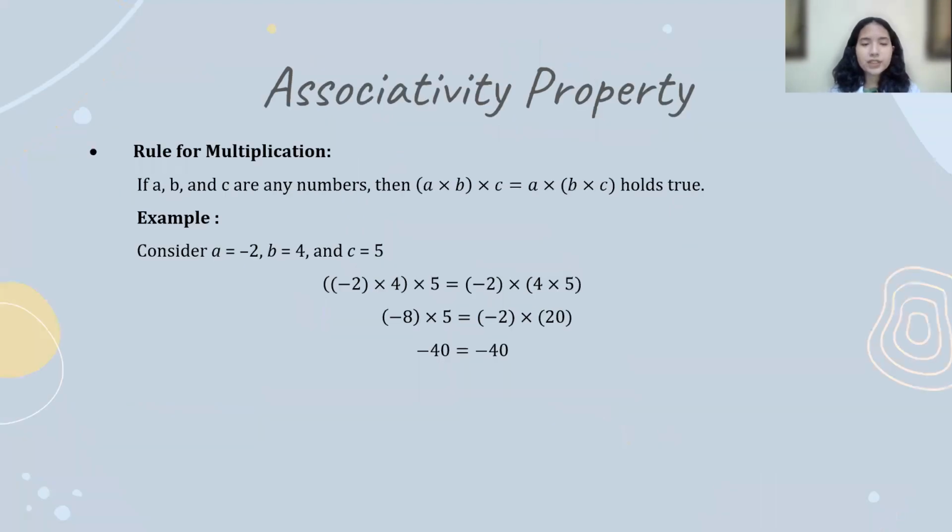And then there are rules for multiplication. If A, B, and C are any numbers, then the product of A times B times C is equal to A times the product of B times C. This holds true. For example, consider A is negative 2, B is 4, and C is 5. The product of negative 2 times 4, multiplied by 5, is equal to negative 2 times the product of 4 times 5. Negative 8 times 5 is equal to negative 2 times 20. And then the result is negative 40 is equal to negative 40.